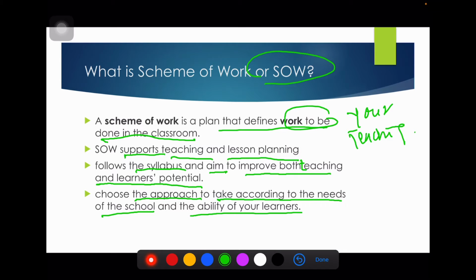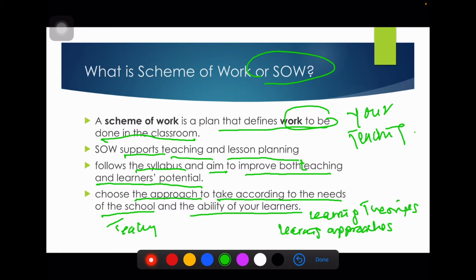Now, in some schools, they only use a few learning theories and learning approaches. Learning approaches here will be like they are using flipped classroom, they are using inquiry based, or we call them teaching strategies.